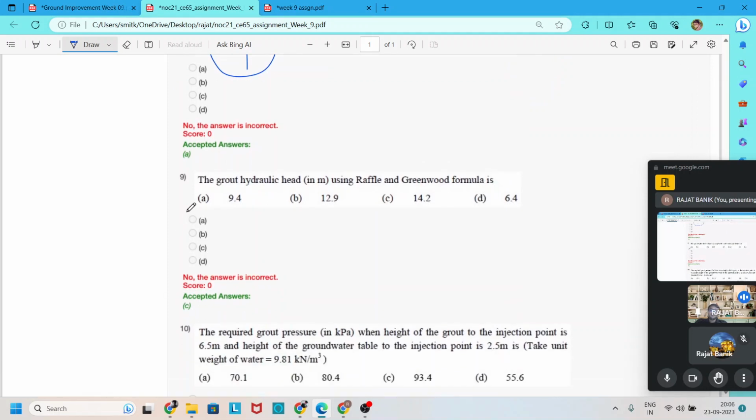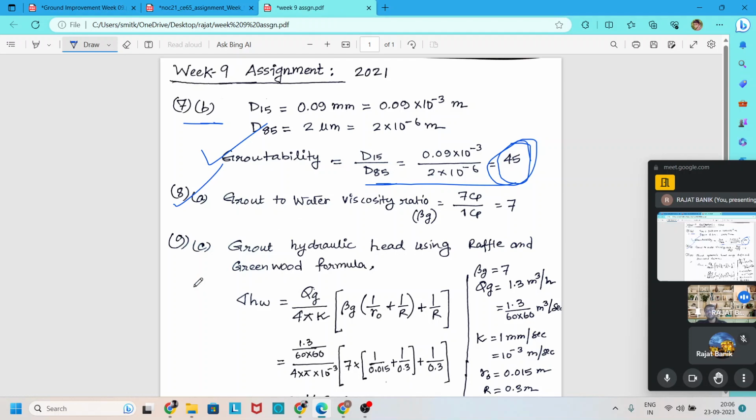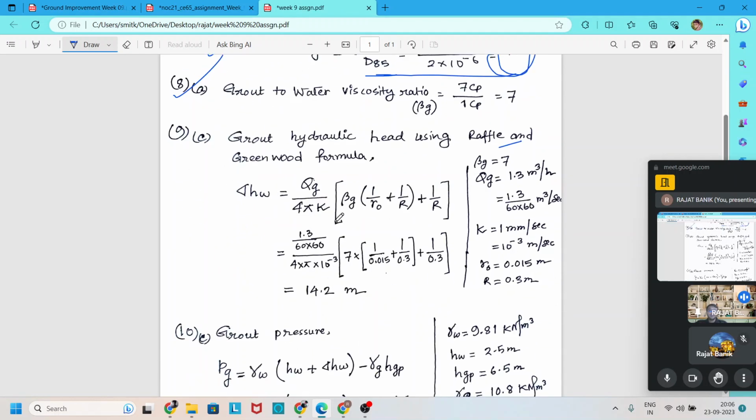Question 9 says to find the grout hydraulic head using the Raffle and Greenwood formula. For that, one formula is given by Raffle and Greenwood to find the grout hydraulic head: del HW is equal to QG divided by 4 pi K beta G, then whole into bracket 1 by R naught plus 1 by R capital R, bracket close.